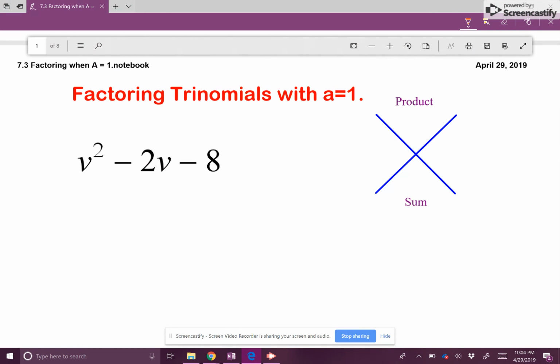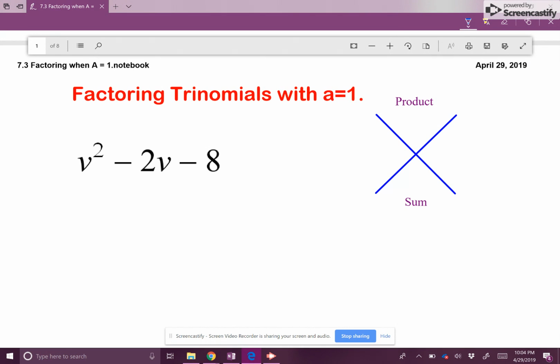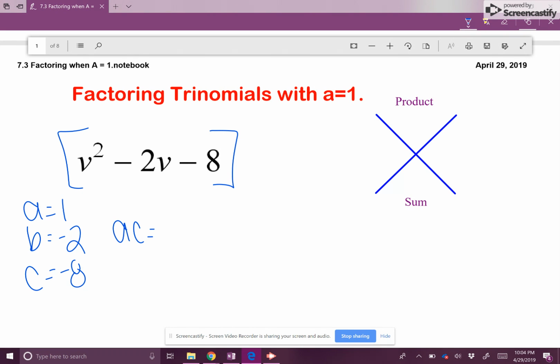Here's our first one if you want to write down this problem. And again, feel free to change these V's to X's if that makes it easier for you. So I always like to identify what my A, B, and C values are first. It looks like our A value is 1, our B value is -2, and our C value is -8. So we're looking for numbers that multiply to make A times C, and A times C in this case would give us -8. So we're going to put a -8 here.